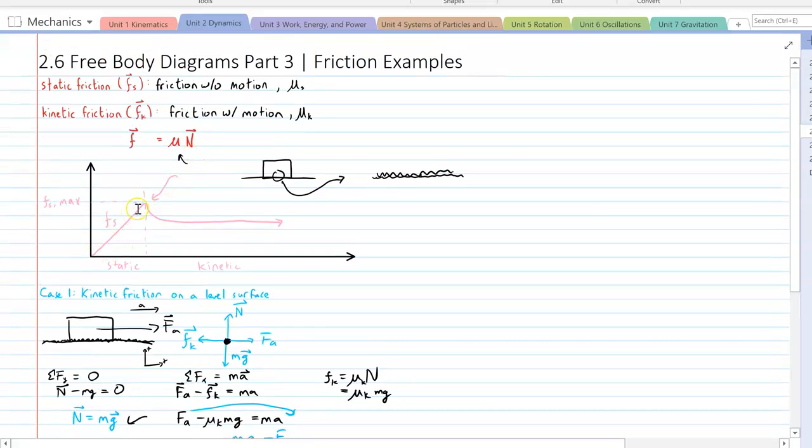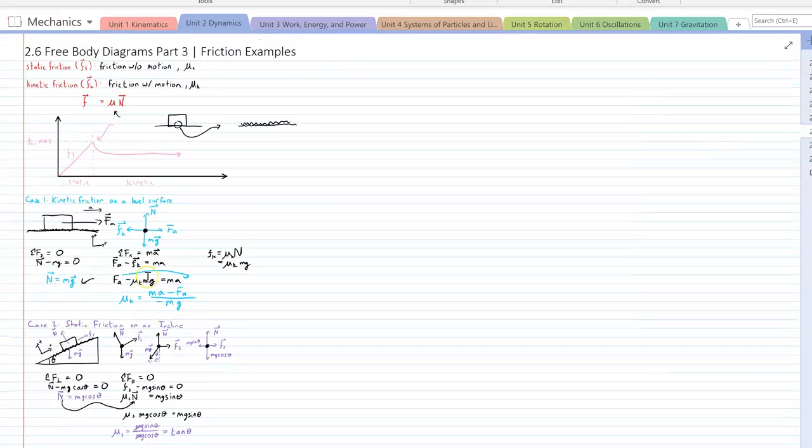And remember that the static friction increases as you apply more force because the object is not moving, so it has to counteract your force. Once you reach the maximum value, it flattens out and actually becomes less because intermolecular forces become broken. So that's it for friction.